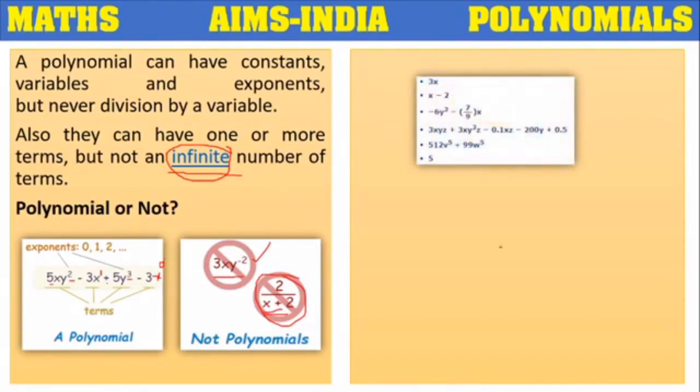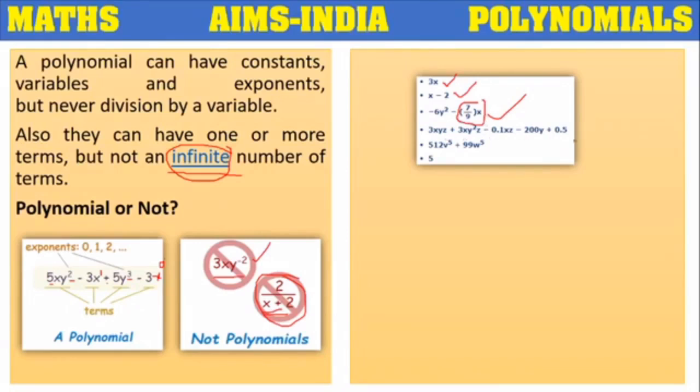So let's see some more examples. 3x, only one term is there, a combination of coefficient or number part and variable part. This is a polynomial. x minus 2, two terms are there, polynomial. Here also two terms are there, and one division also is there. But the division is done by a constant, so no problem. It's a polynomial.